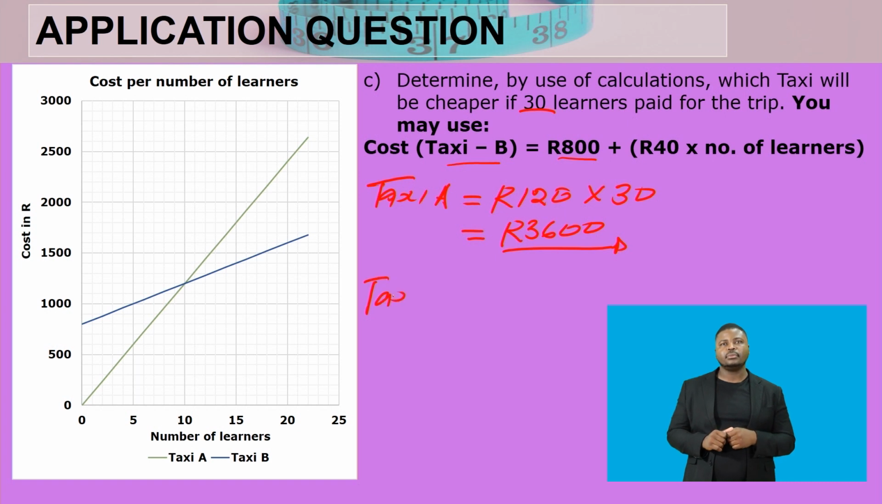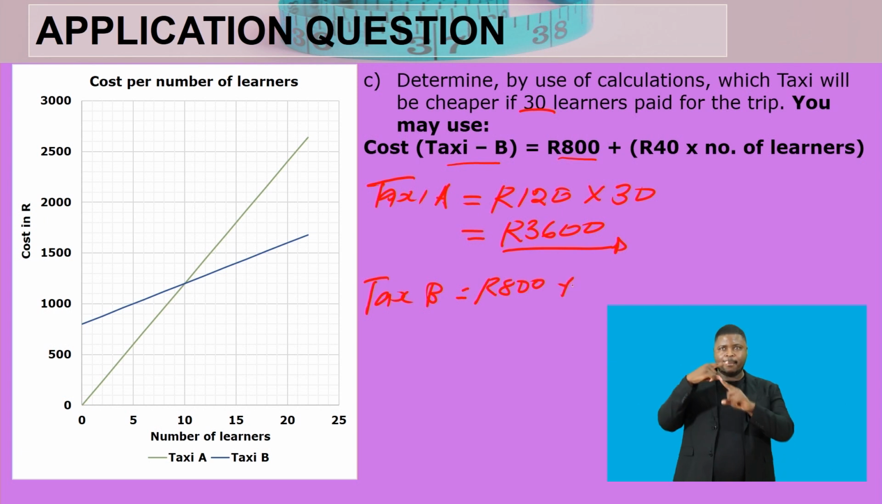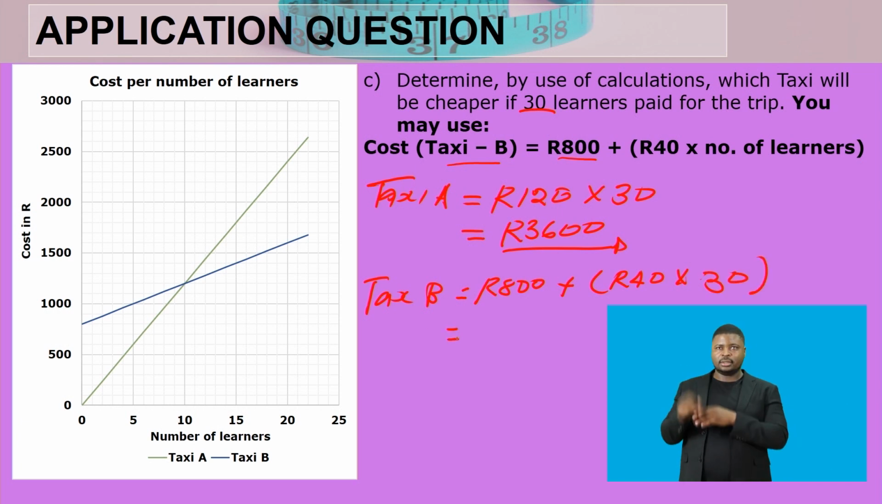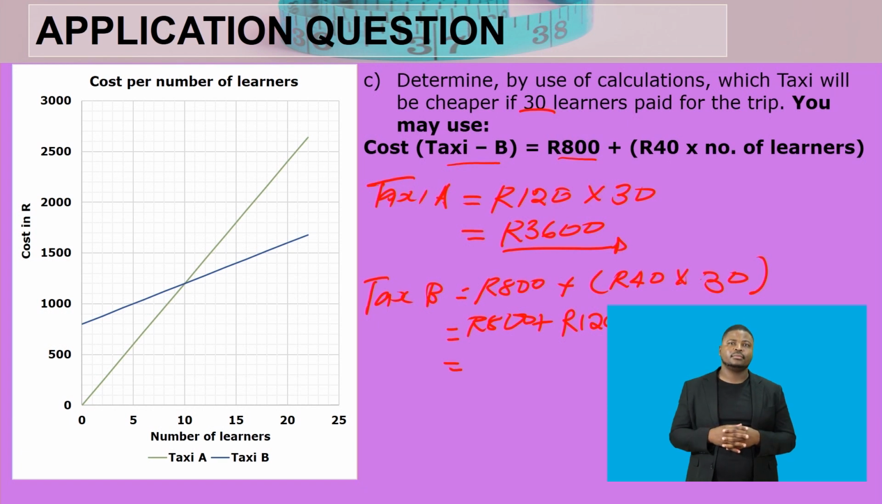Then we go for taxi B. We are given the formula to use. There's a fixed cost of 800 Rand plus an additional cost of 40 Rand multiplied by the number of learners. There are 30 learners. So what is 40 times 30? 40 times 30 is 1,200. So we have 1,200 on this side plus the 800 that is untouched. Then we add the two. What is 1,200 plus 800? It gives us 2,000 Rand.